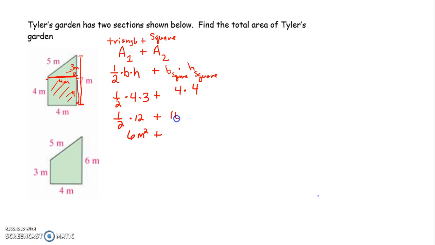4 times 4 is 16. So we have to add our 6 square meters for our triangle plus our 16 square meters for our square. 16 and 6 is 22. 22 meters squared for that portion of his garden. Now, if I was you, I would pause the video and try to do the same exact process for this portion of his garden.